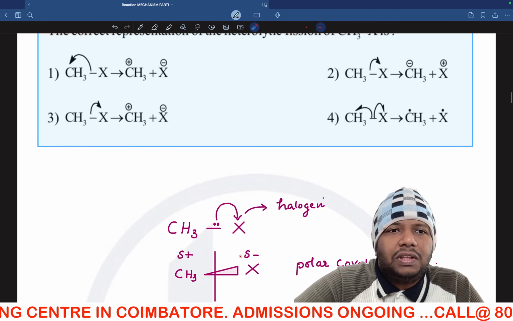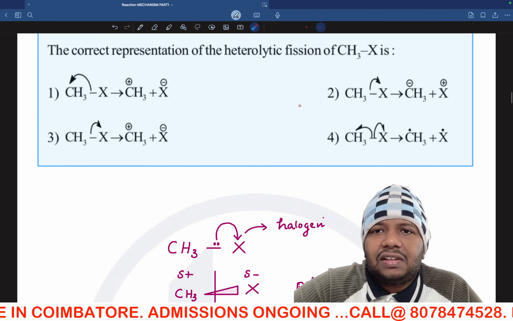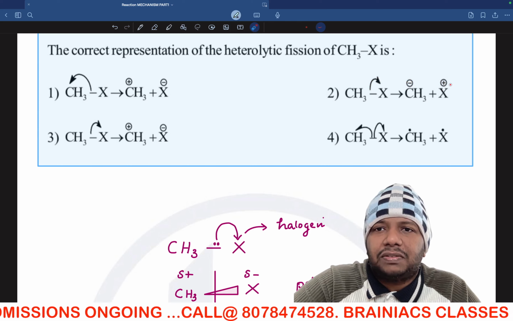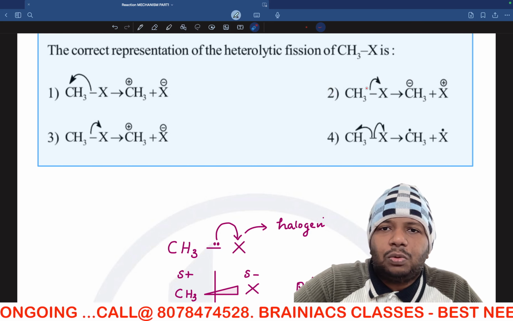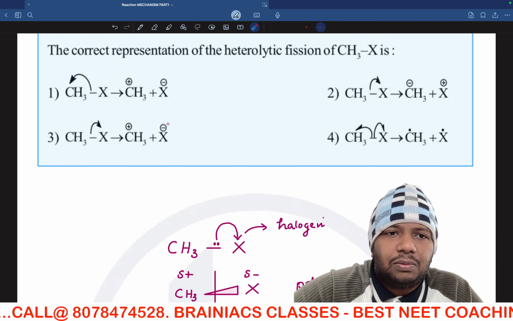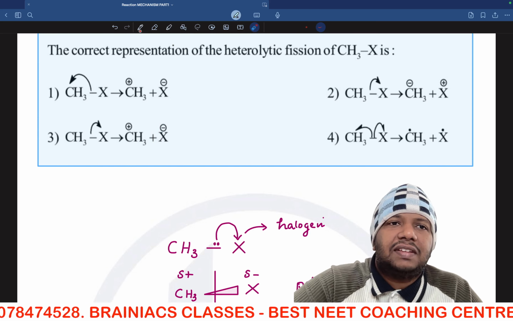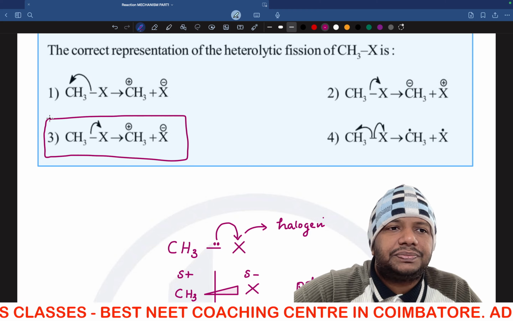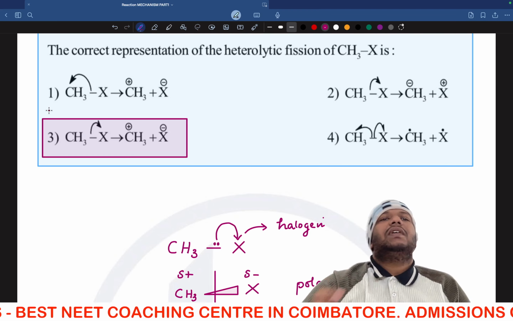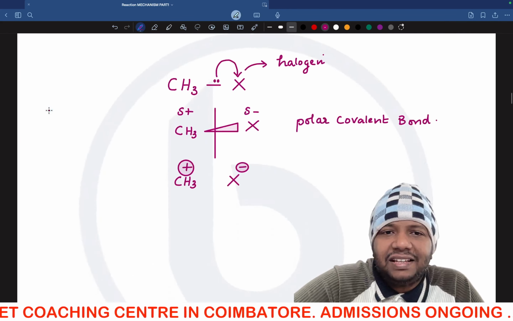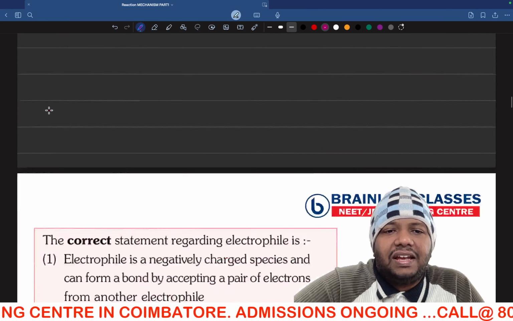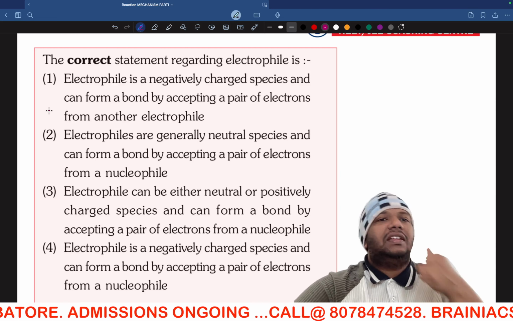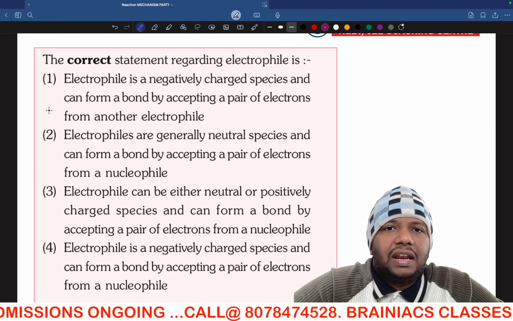So what would be the answer, sir? We know that the electron has shifted in this direction, and it becomes negative, and this becomes plus. Is that correct? No. This is moving in this direction, meaning X should be negative. Yeah, this is negative. So I can say option 3 would be my correct answer. Okay, I hope it is clear for you. Easy, right? Now next we have the next question, that is regarding the concept of electrophile.